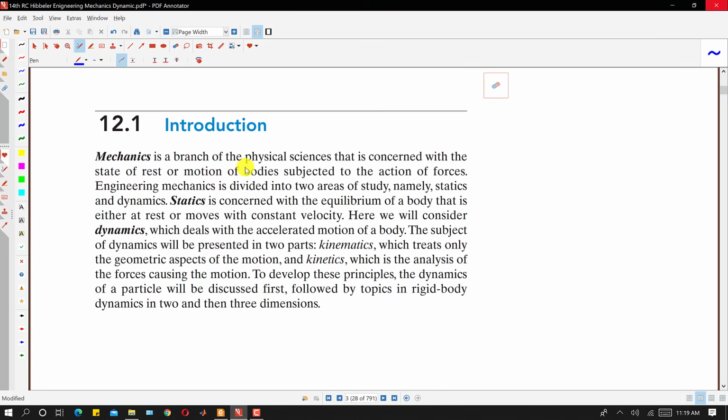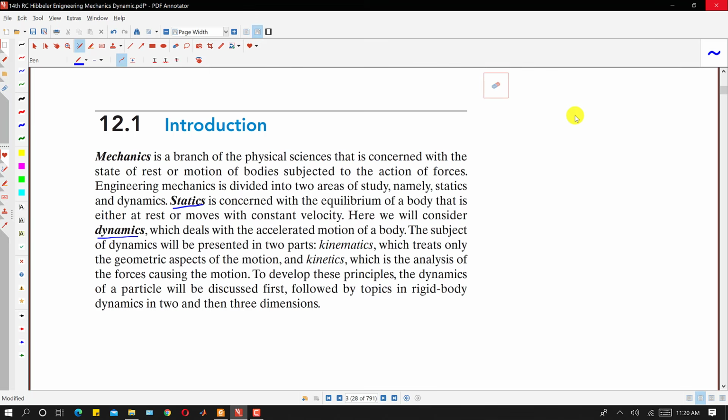Then mechanics is further divided into statics and dynamics, right? As we have learnt in the previous engineering statics course, engineering statics is concerned with the equilibrium of bodies, that is either at rest or moving with constant velocity, right? So in statics we deal with objects which are in equilibrium. Equilibrium means that either the body is at rest or it is moving with constant velocity. When a body is moving with constant velocity, there is no change in its velocity, and whenever there is no change in the body's velocity, there is no acceleration.